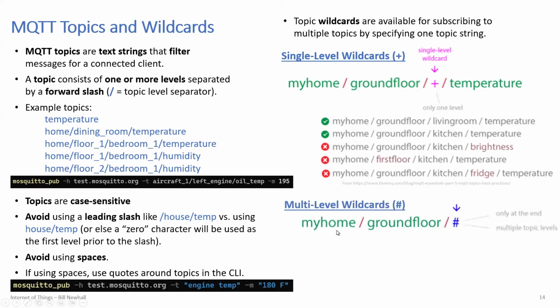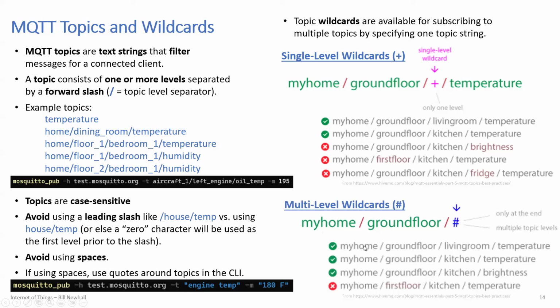So multi-level wildcards look like this. They always go at the end. So my home slash ground floor will subscribe to these messages. You will receive these messages. Anything with my home, ground floor, and anything after ground floor, that slash, will be received by the subscriber. But my home first floor, because that doesn't match ground floor, won't be received.